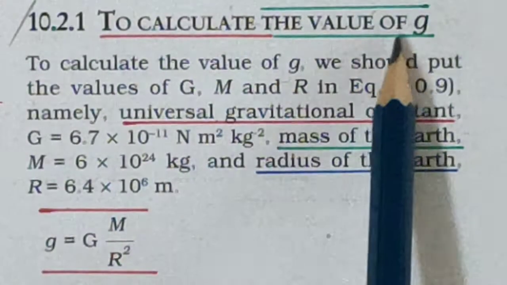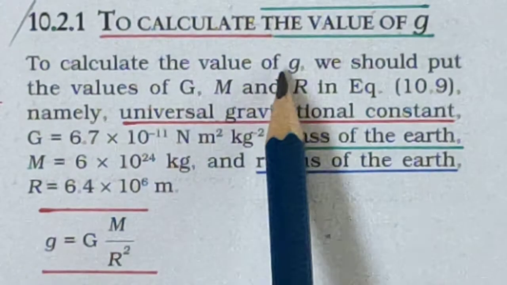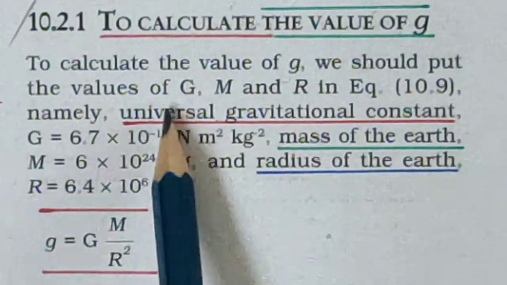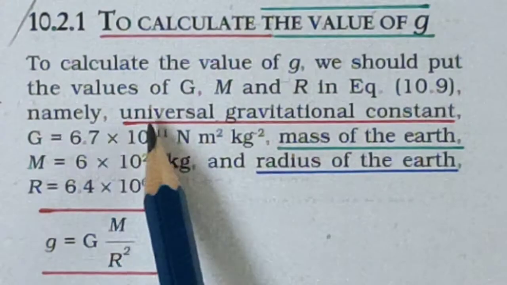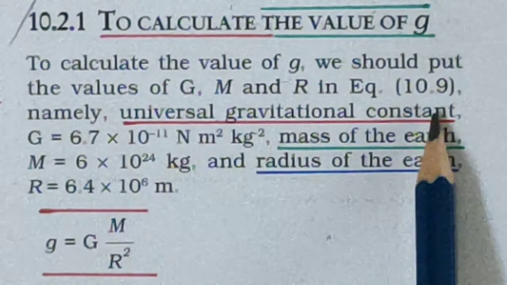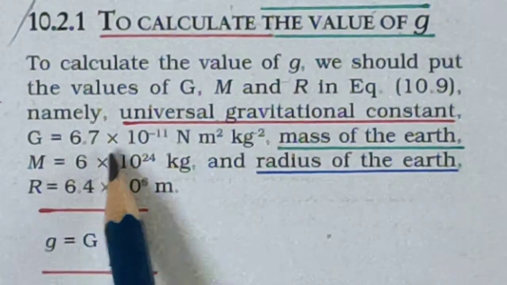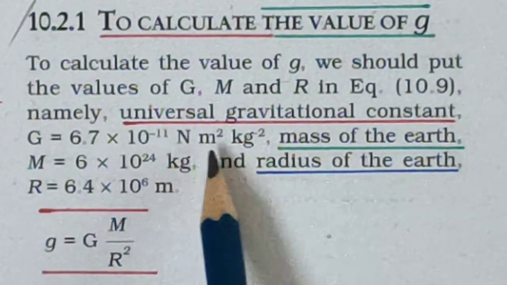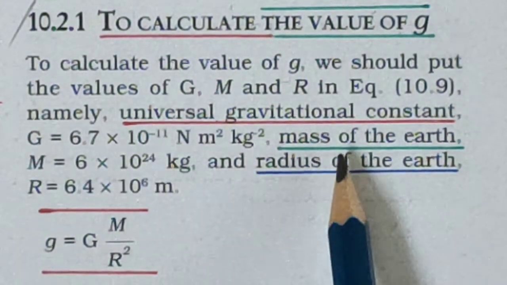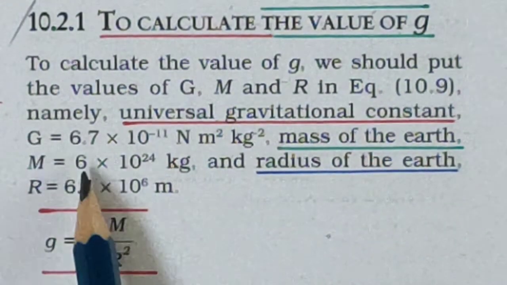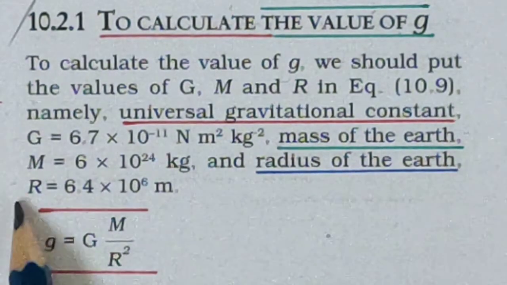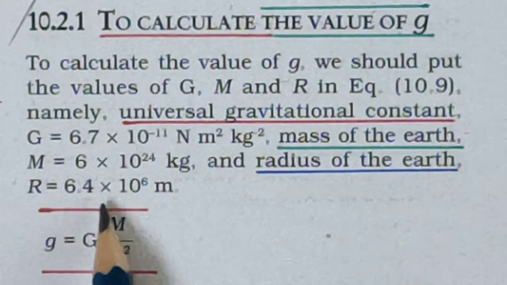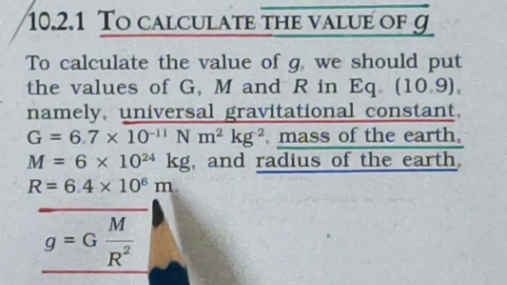To calculate the value of g, we should put the values of G, M and R in the equation g is equal to GM divided by R square. Namely, the universal gravitation constant G is equal to 6.7 into 10 to the power of minus 11 Newton meter square per kg square. Mass of the earth M is equal to 6 into 10 to the power of 24 kg, and the radius of the earth R is equal to 6.4 into 10 to the power of 6 meters.